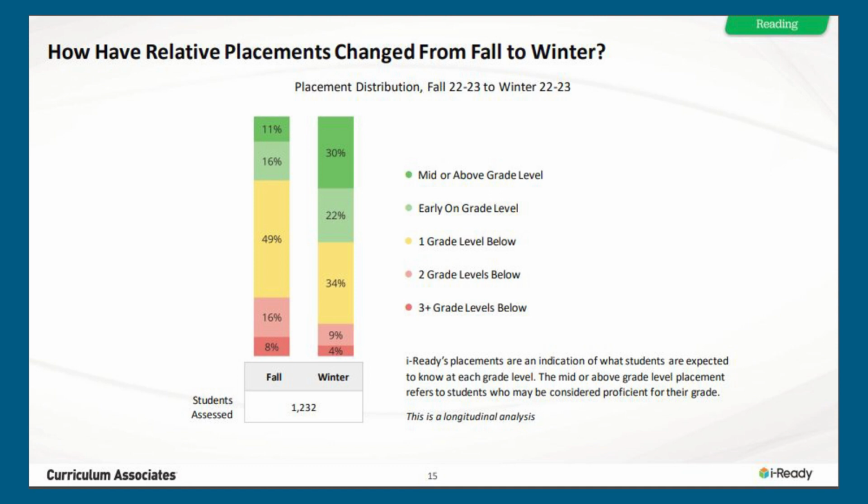But our dark green went up from 11% to 30%, and the light green, which is early on grade level, went from 16% to 22%. Our students that are 1 grade level below shrunk from 49% to 34%. And then our 2 grade levels below, 16% to 9%, and 3 or more grade levels below shrunk from 8% to 4%.